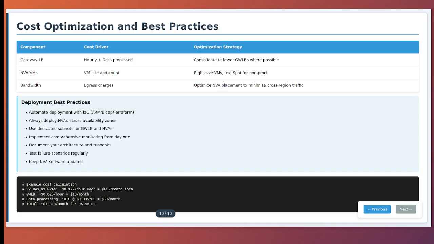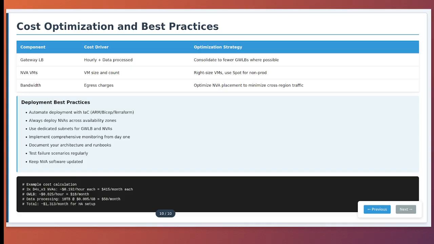The example calculation I'm showing demonstrates costs for a typical deployment. 3 D4s v3 NVAs running 24 hours a day, 7 days a week, plus GWLB processing 10 terabytes monthly. The monthly cost comes to about $1,300, with virtual machines representing over 90% of that. This reinforces why virtual machine optimization is so important.